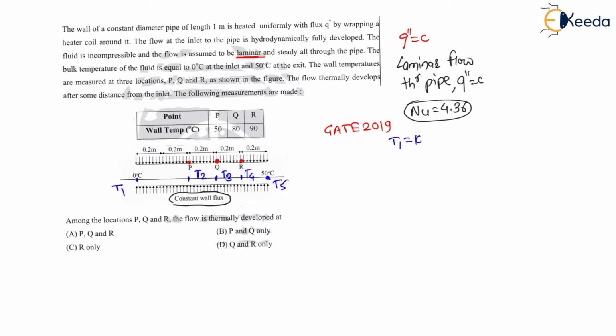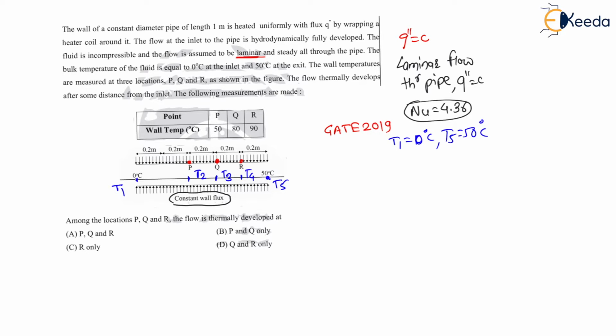We have T1 equal to 0 degrees Celsius and T5 equal to 50 degrees Celsius. Again, the temperature at P, that is the surface or wall temperature, is given as 50. Temperature at Q is 80 and temperature at R is 90 degrees. These are wall temperatures, not T2, T3, T4. Now between TP and T2 there will be convection as the fluid is flowing. Between TQ and T3 there will be convection, and between TR and T4 there will be convection heat transfer, right? Now they are asking at which location among P, Q, R the flow is thermally developed.